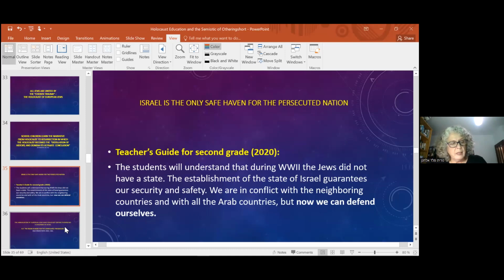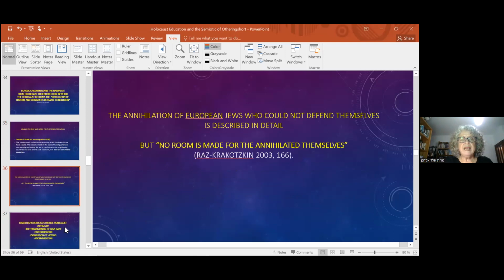This you can also hear in political speeches by the Prime Minister every Holocaust day. He turns to the Arabs and says, you who wanted to exterminate us in the 40s. The annihilation of European Jews who could not defend themselves is described in detail in all the books. Holocaust historians say too much detail, because every gruesome detail of perversity is described. But the people to whom it was done are not described, are not narrated.